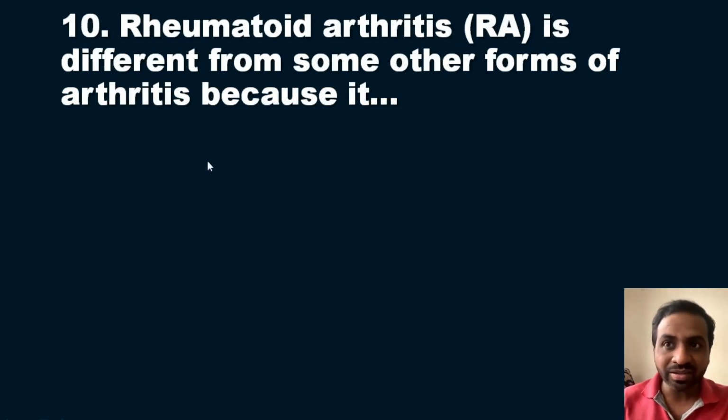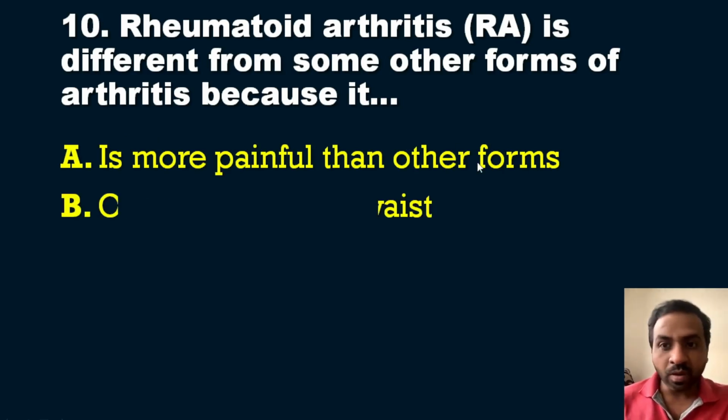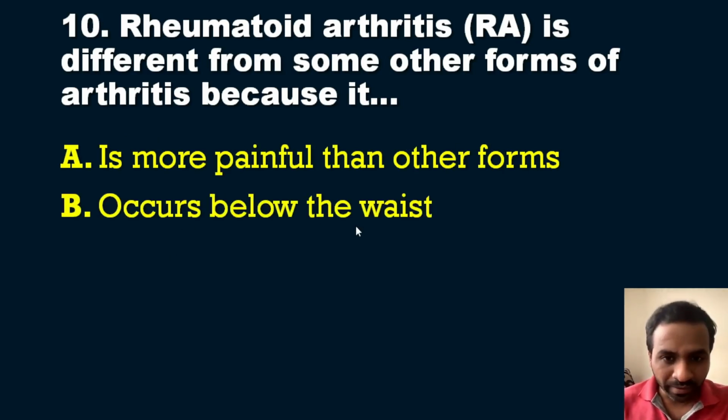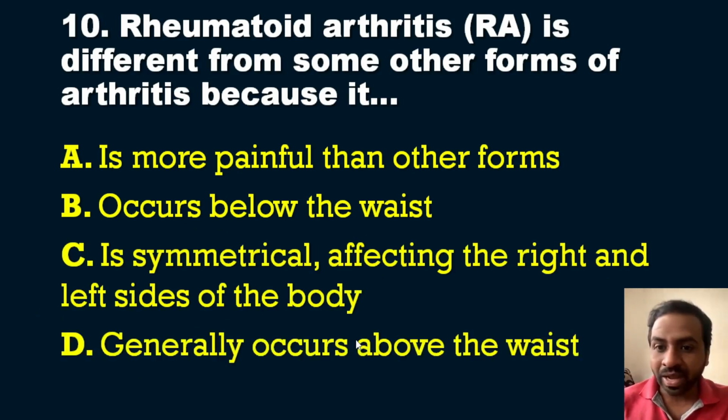The next question is regarding rheumatoid arthritis, a slightly lengthy question, but it is a good question. Rheumatoid arthritis, otherwise RA, is different from some other forms of arthritis because it dash. You can consider this an application level question, and the options are: A, is more painful than other forms. Option B, occurs below the waist. Option C, it is symmetrical, affecting the right and left sides of the body. And option D, it generally occurs above the waist.